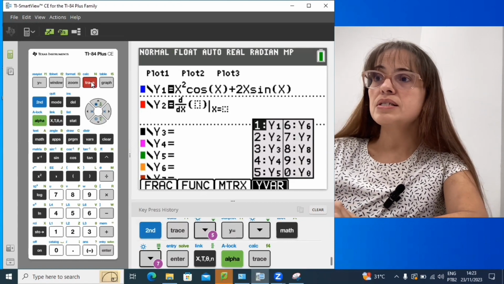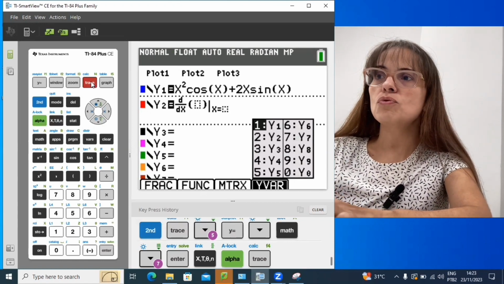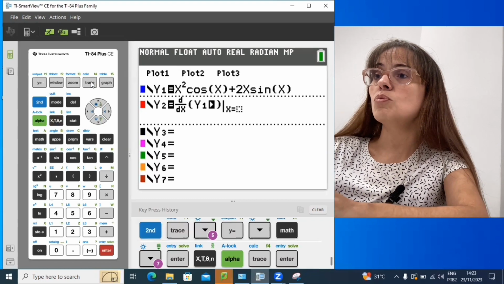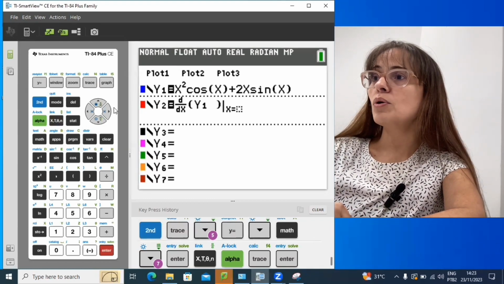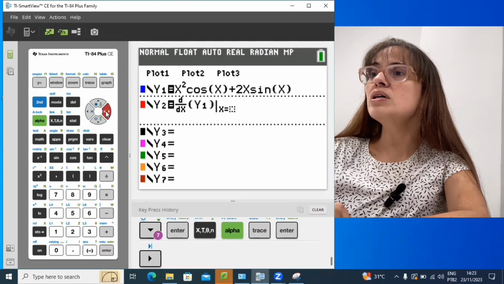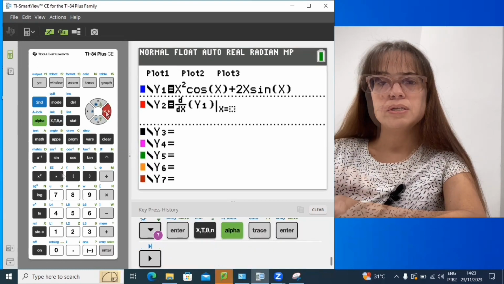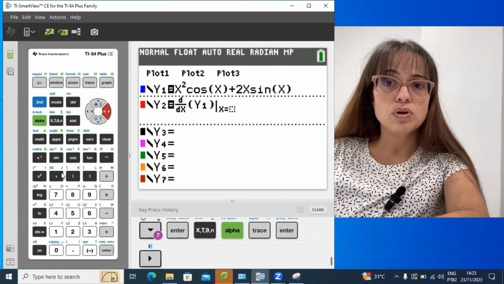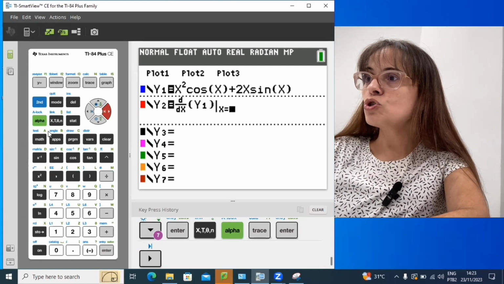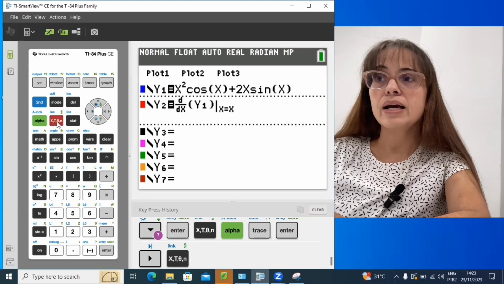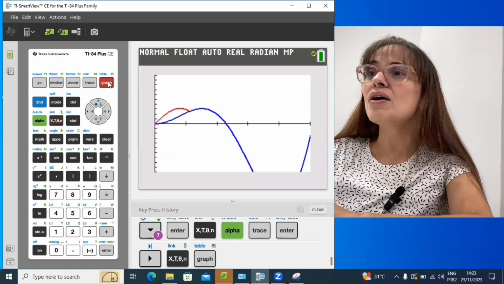Then it opens up this list. You can choose whichever one you want. Of course, I want to choose Y1 because I want d dx of the thing that is currently called Y1, and I want that at a point, but I want it as a function. I don't want just one point. I want all points so that it creates a graph. So my point is x. So now let's look at that graph.